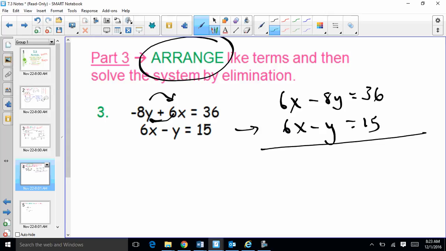And now I have to decide, am I going to add or am I going to subtract? I've got two terms that are exactly the same here. I think these are the ones I want to eliminate. Am I going to be able to eliminate them by adding or by subtracting? Well, since they're both positive, I'm going to have to subtract because 6x minus 6x makes 0.